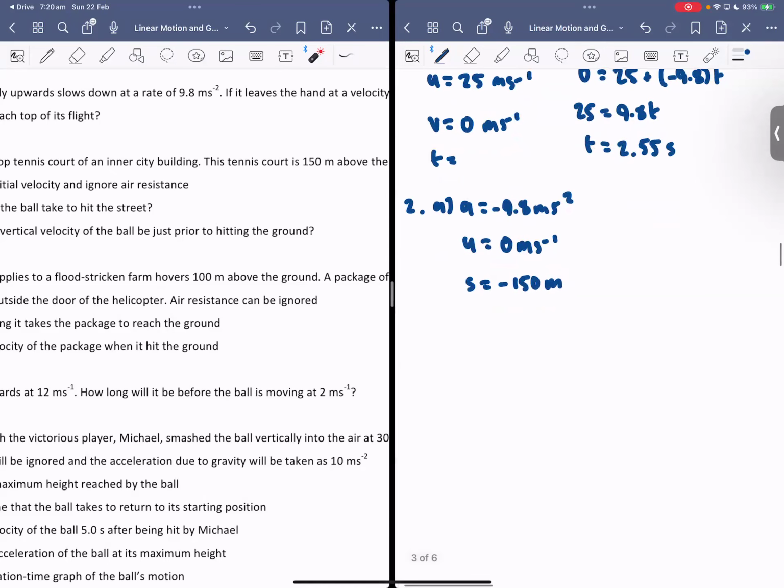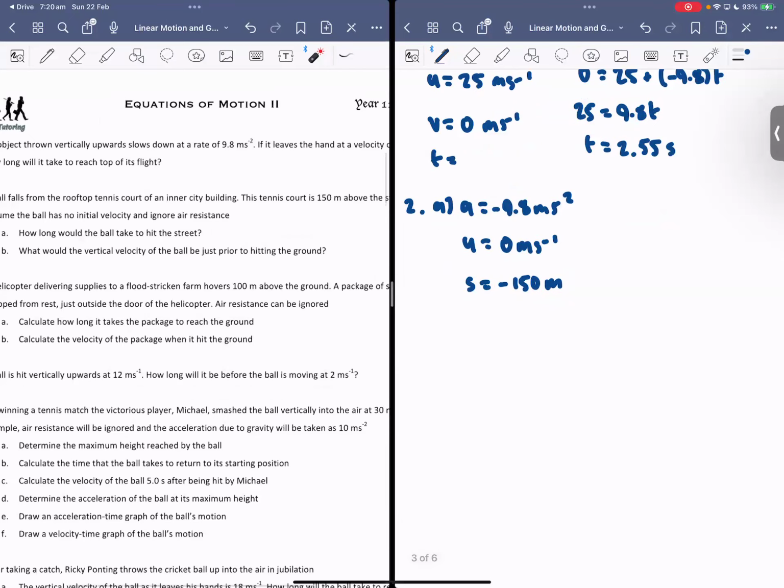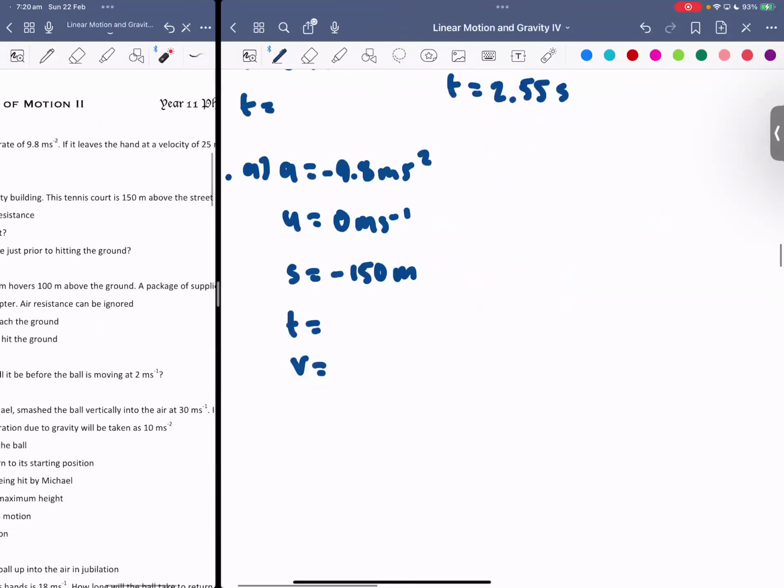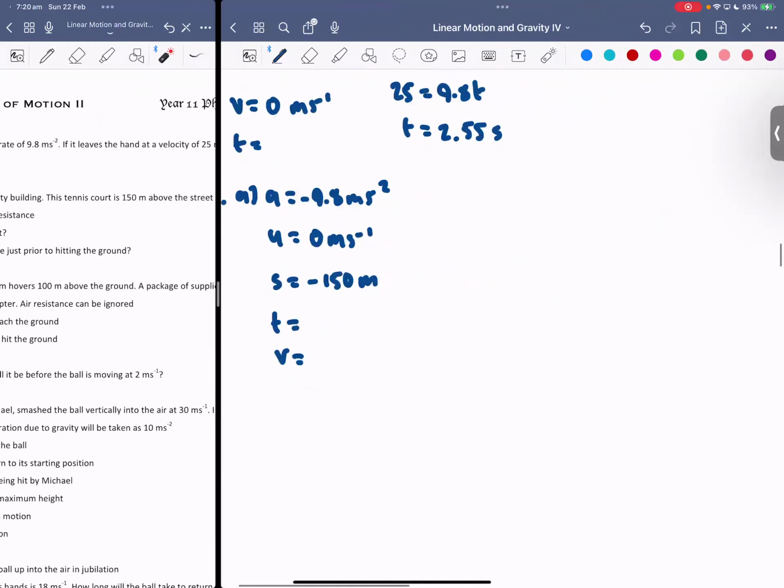And what does the question want? How long does the ball take to hit the ground? It sounds like they just want t. They also want, what would the vertical velocity of the ball be just before it hits the ground? That sounds like a final velocity.